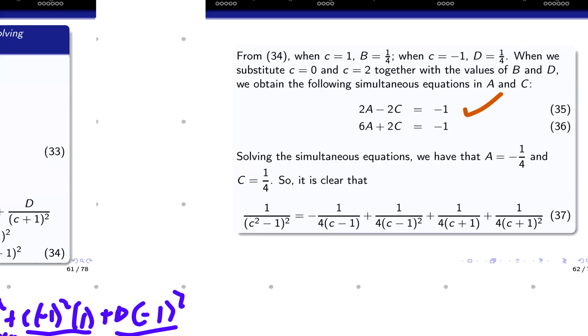We have got b and d. We need a and c. And since we can't get a and c directly, we can use random values to get equations that will lead us to a and c. So I've used c equals 0. What if we use c equals 2? That's another thing we can do.